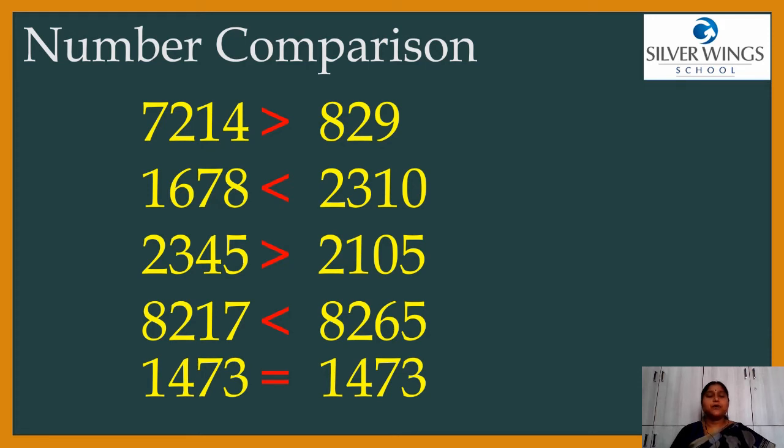Suppose in two numbers there are the same number of digits, then how will you compare? You should check the first digit from your extreme left. Then you compare which is big, which is small. Suppose same number of digits and the first digit from your extreme left is also the same, equal. Then what will you do?